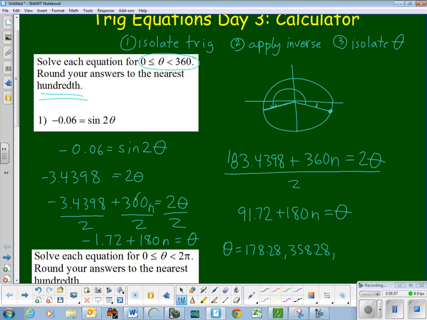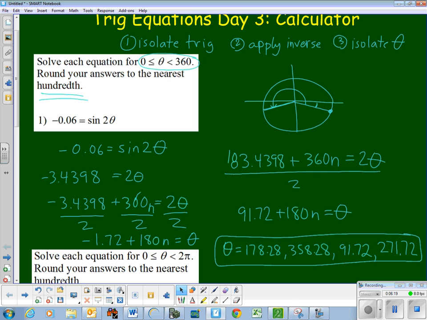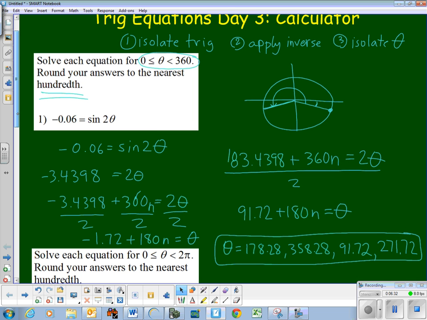And then I need to see what answers I get from my right-hand side. 91.72 is one of them, because that would just be when n is 0. I can add 180 one time, and that should give me, let's see, 90 and 180 is 270, so that should be 271.72. So kind of have to mess around with the n values and see which ones give you answers in the designated domain. And remember that all of those are answers to this question, solutions to this equation, so you could sub them all in and make sure that they give you a true statement.